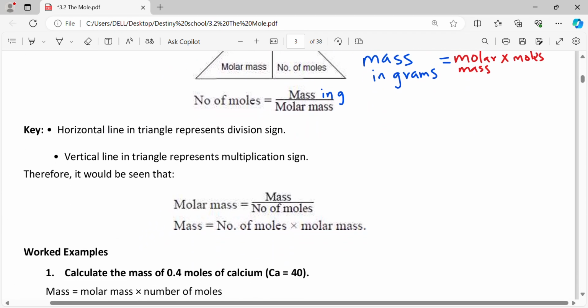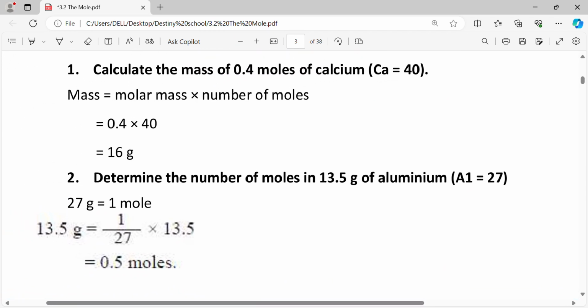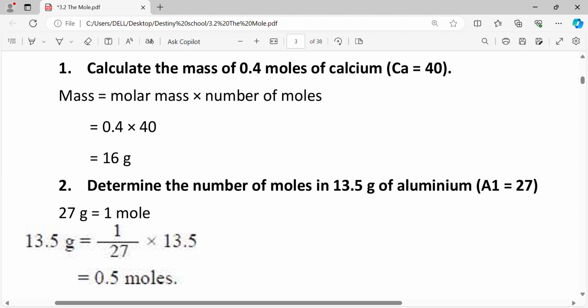I believe you're moving on nicely. Okay, let's proceed. So those are the formulas. Let's look at a very simple example. Calculate the mass. This one is basically the mass in grams. In chemistry, grams is the most common unit in which masses are expressed, especially in moles. They'll always be in grams.